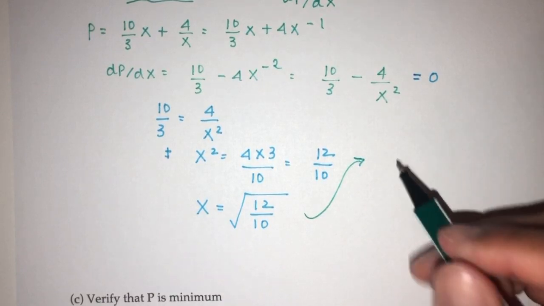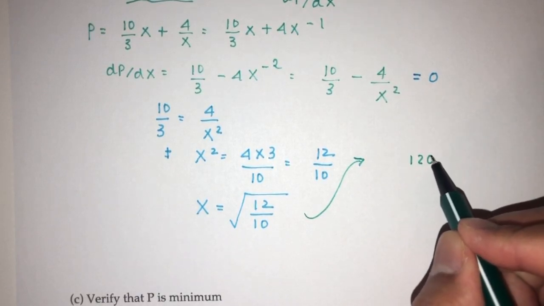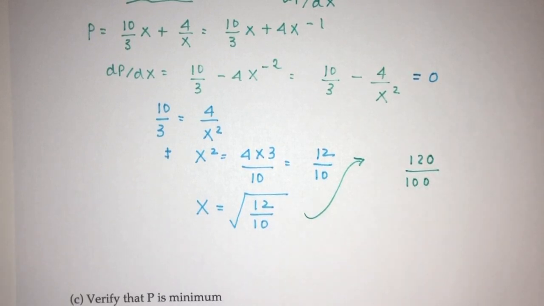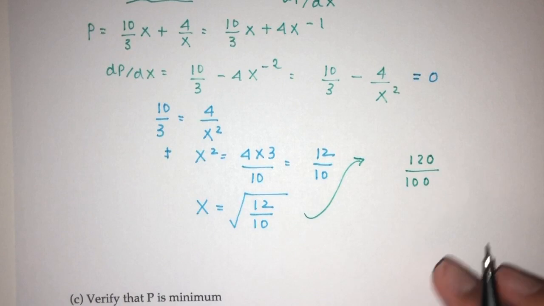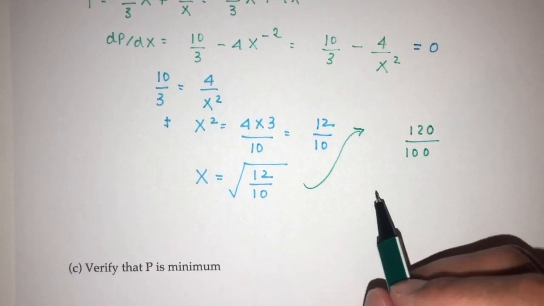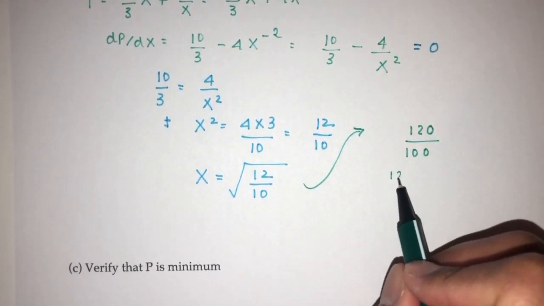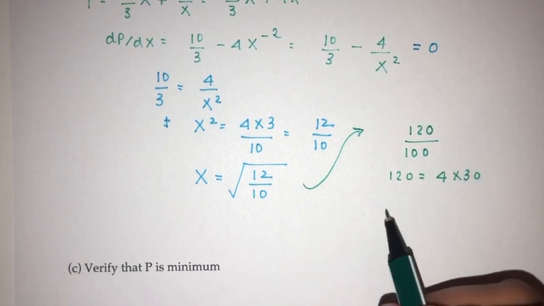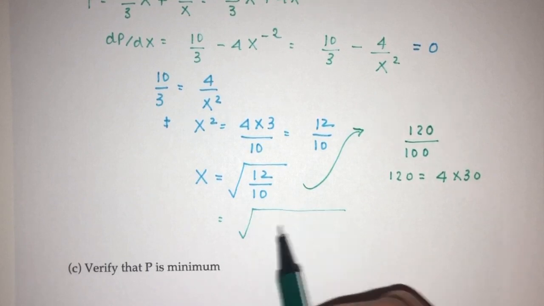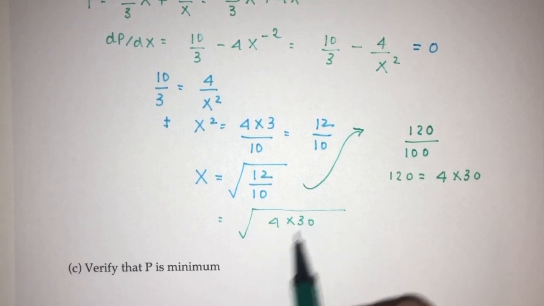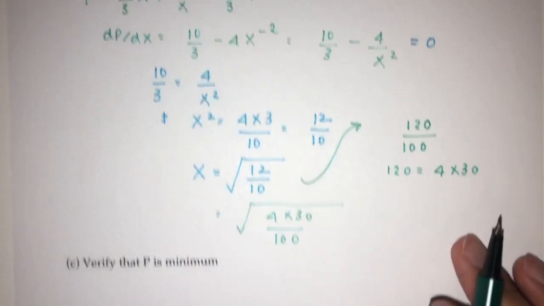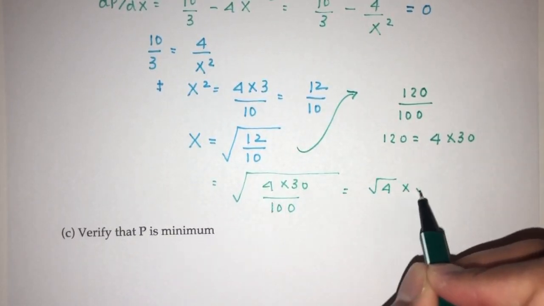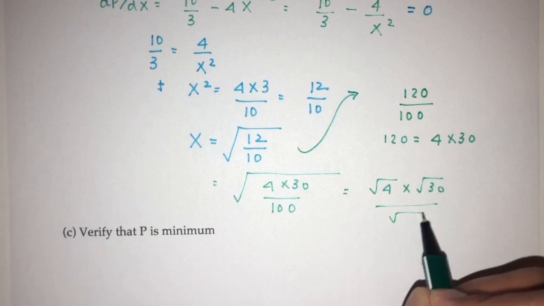So let's see, we have this, right? Because this is the same as this, if you observe. Now what can we do now? We can take out the value of, so what is 120? 120 is 4 times 30. So that will become root of 4 times 30 over 100. Now we can break this down, that will be root of 4 times root of 30 over root of 100.